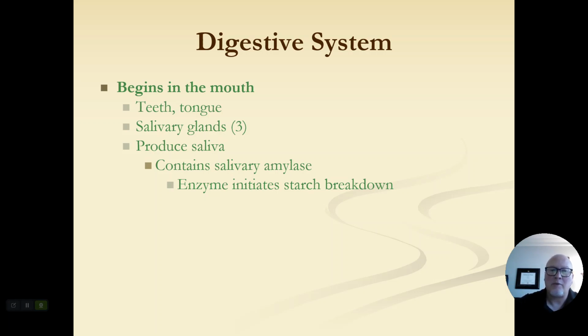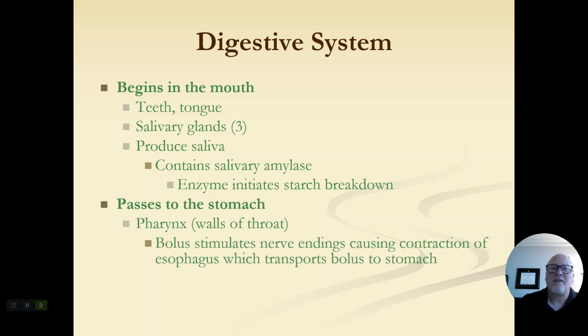So it begins in the mouth, where we have our teeth and our tongues and our salivary glands in order to get things going. Food, whatever we pull into our mouth, then is chewed up into a paste that then goes down our esophagus. So it passes to the stomach, the pharynx, which is this muscular pharynx right here, which is surrounding your throat. And it is a bolus that will move from the back of your mouth all the way down to your stomach by contracting the esophagus.